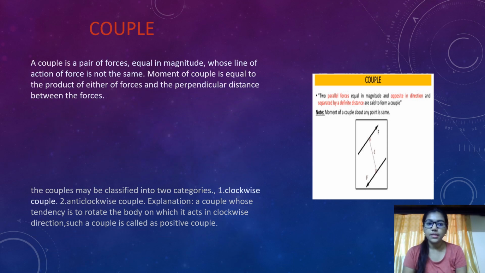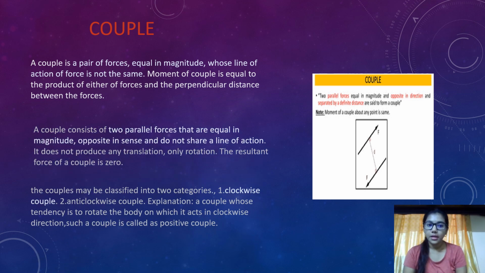Couple. A couple is a pair of forces equal in magnitude whose lines of action are not the same. Moment of couple is equal to the product of either of the forces and the perpendicular distance between the forces. A couple consists of two parallel forces that are equal in magnitude, opposite in sense, and do not share a line of action. It does not produce any translation, only rotation. The resultant force of a couple is zero.